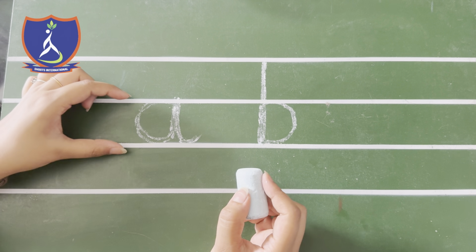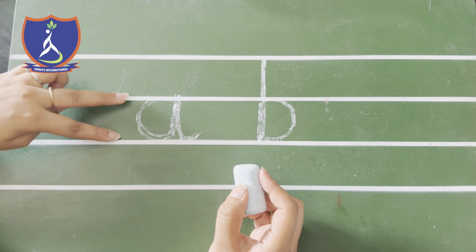Now look, the letter A is coming in 2 lines, so this is a grass letter. But the letter B is touching the skyline, so B is a sky letter.